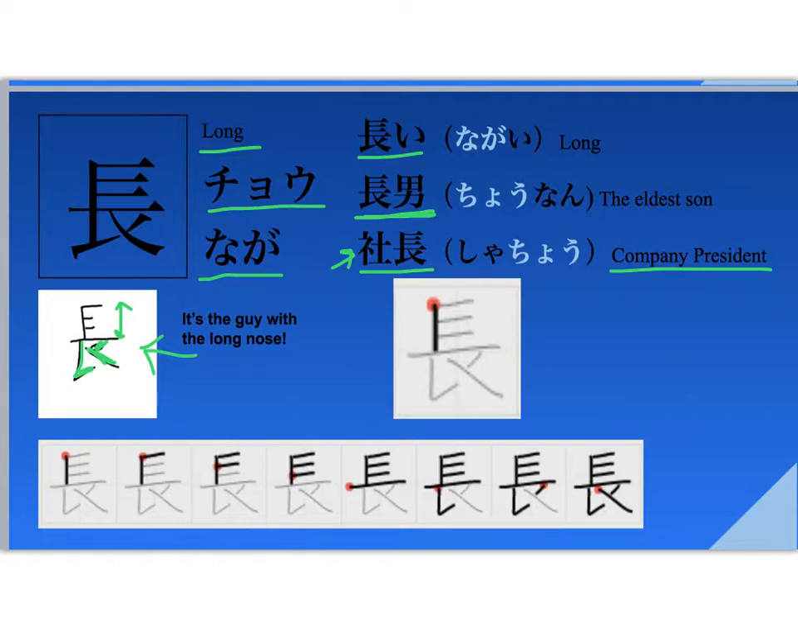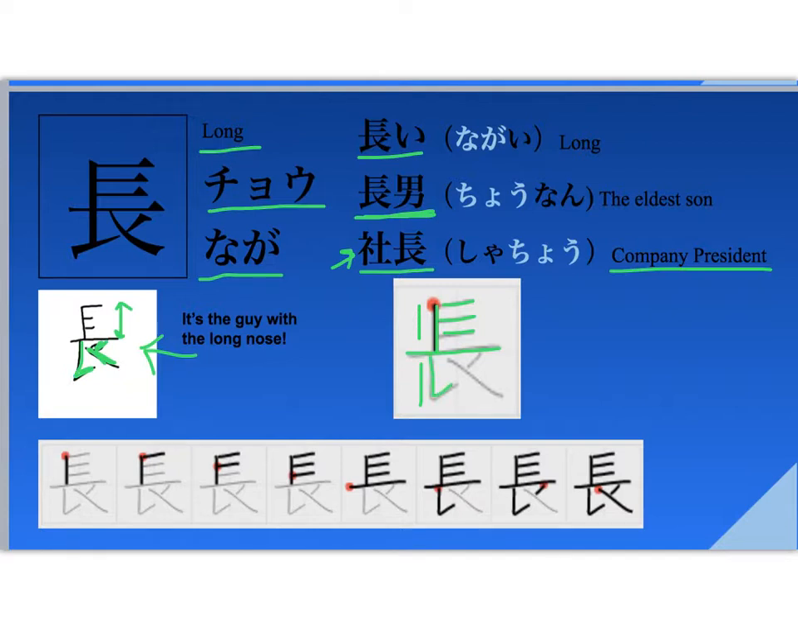Now this stroke order is a little bit funny. This line here looks like it goes all the way through, but it doesn't. So it's ichi, ni, san, shi, go, and then you continue this line. Doesn't even really have to connect.